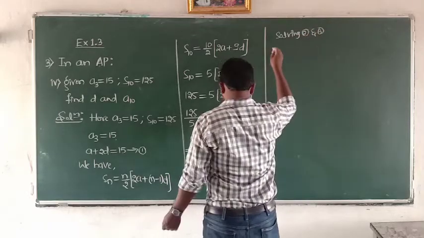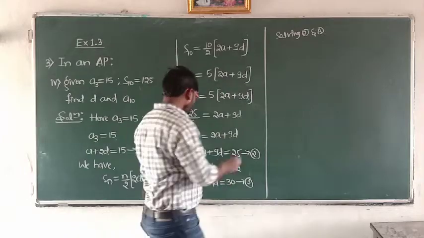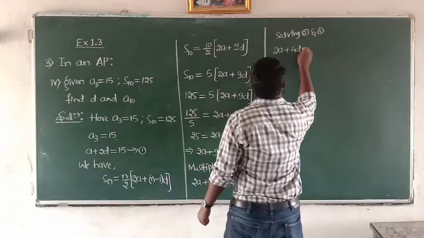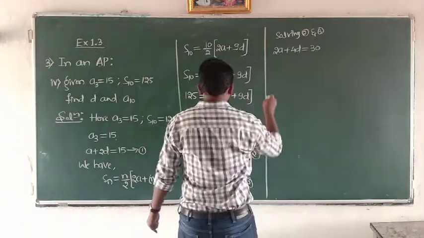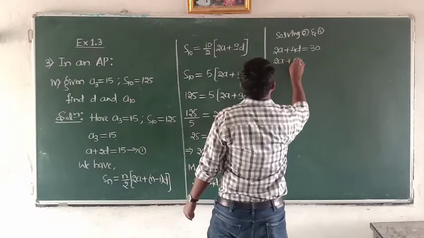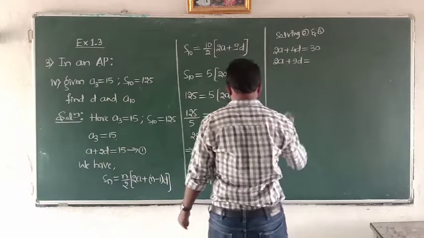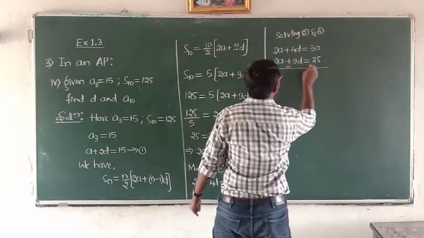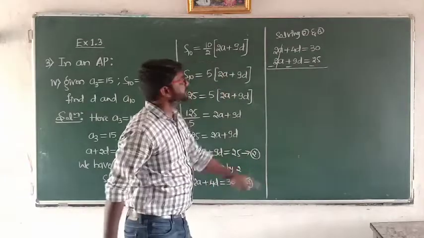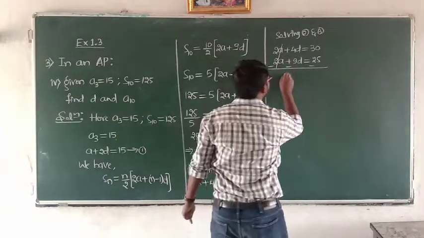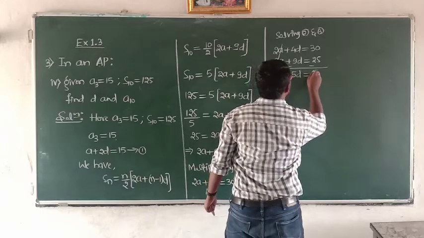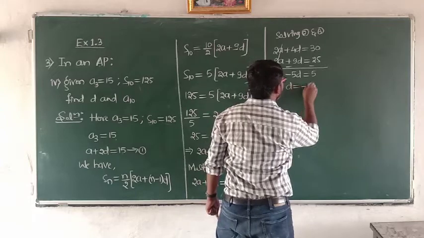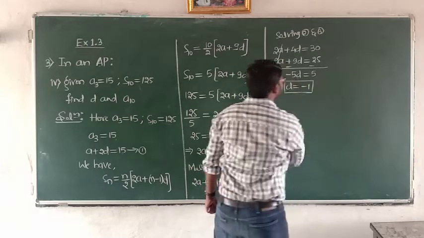See here. First I will write equation 3: 2a plus 4d is equal to 30, and then 2a plus 9d is equal to 25. Here go for the sign change: minus, plus. 2a minus 2a gets cancelled, 4d minus 9d is minus 5d. This is equal to 5, since 30 minus 25 gives us 5. Then d is equal to minus 1. So we have got the value of d.